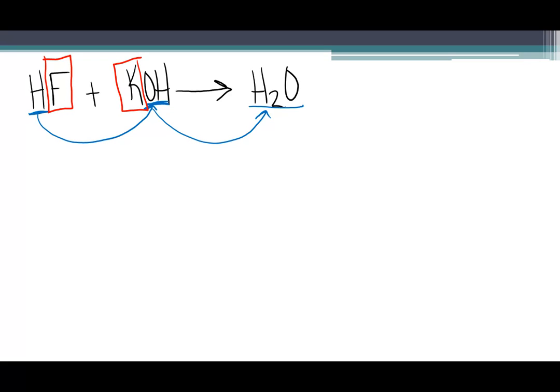So we're going to take the fluorine from the hydrofluoric acid. We're going to take the potassium from the potassium hydroxide. And this is going to be the salt that forms. We always draw the metal first, then the nonmetal. Okay? So this is the salt that forms from this reaction.